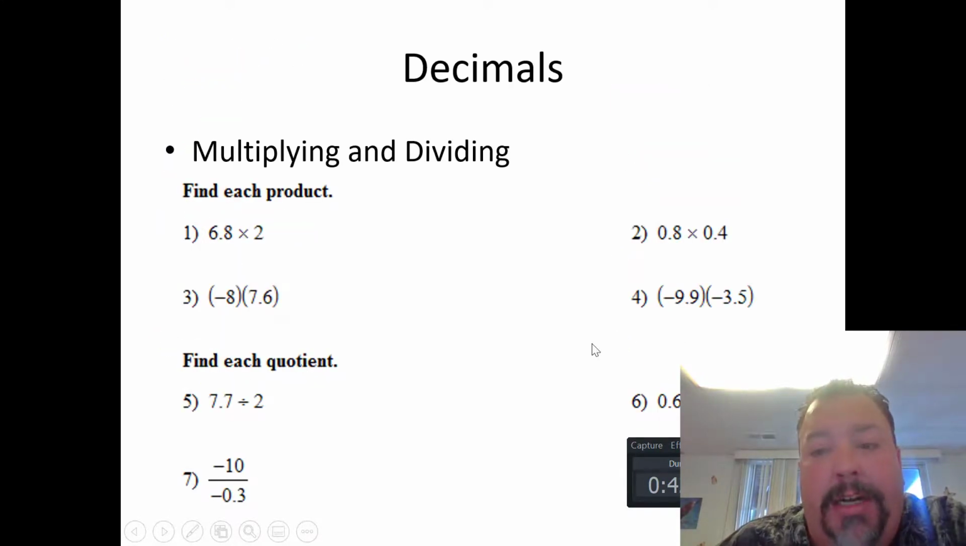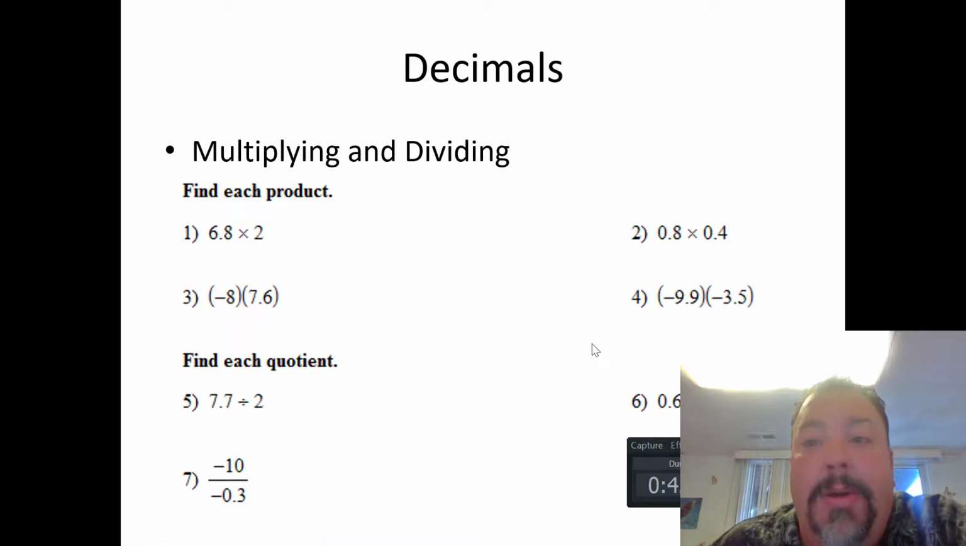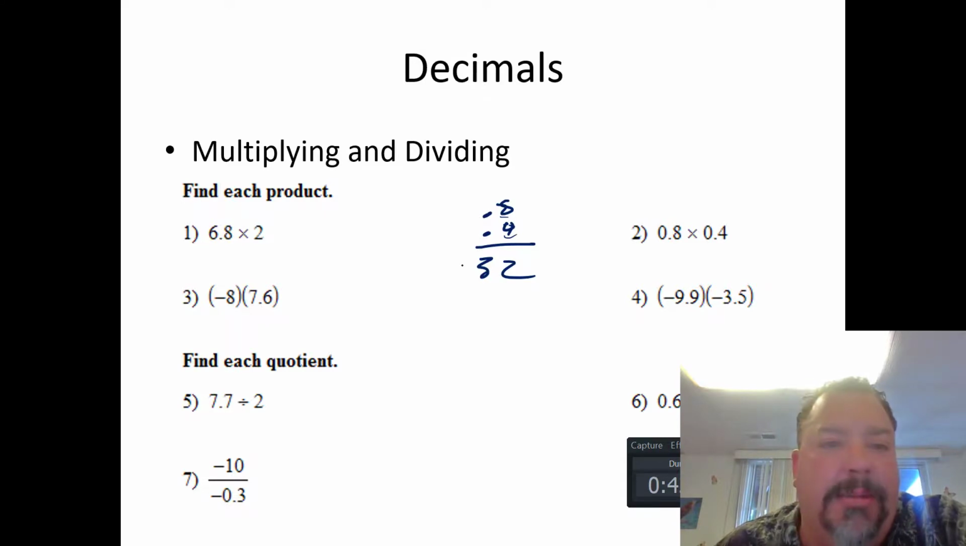I'll do a quick note here on multiplying and dividing. So when you are multiplying, like 0.8 times 0.4, what you're going to do is pretend that there are no decimals and multiply as usual. So 8 times 4 is 32. Then you see how many decimal places you have. So here I have 1 decimal place. Here I have another decimal place. So I have a total of 2 decimal places. And so my answer is going to need 2 decimal places. So the decimal is going to go right there, 0.32.